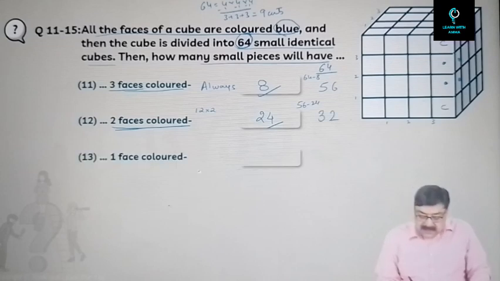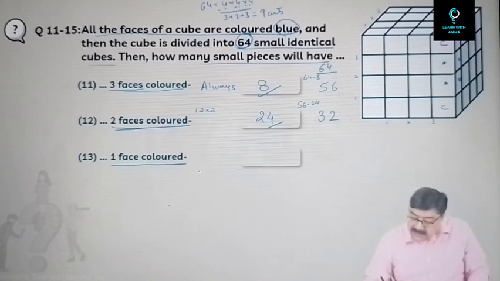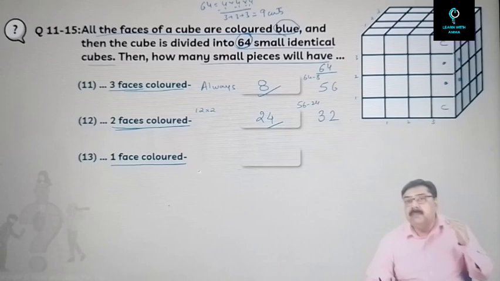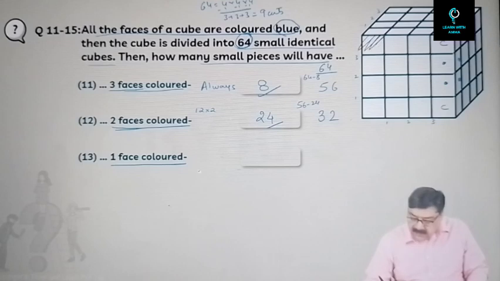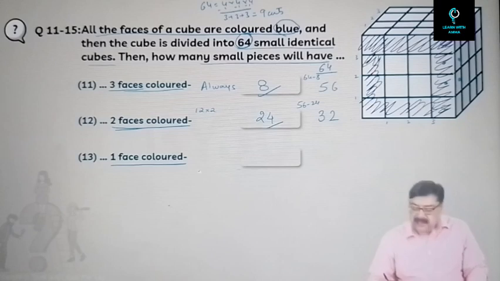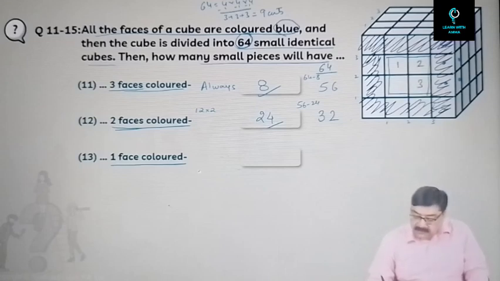And the next question says 1 face colored. Where are these found? These are found right in the center of a face. And how are they found? Remove the top and the bottom row. Remove the left and the right column. So let us say when we remove this top and bottom and left and right, then we are able to find out these cubes which have only one face colored, and these are 1, 2, 3, 4 in number.